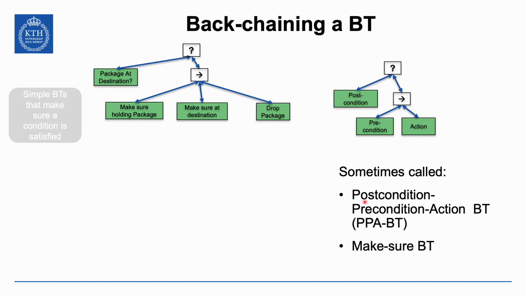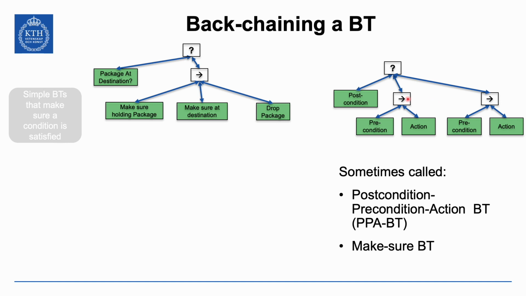So then we have the post condition, the action, and the precondition. And this is sometimes called a post condition precondition action BT, a PPA, because it's post, pre, action. And it's also sometimes called a make sure, because we check something. If it's satisfied, we're happy. If not, we achieve it. So if someone asks you to make sure the door is locked, you check that it's locked. If it's already locked, you're happy. If it's not locked, you lock it, and then you're happy.